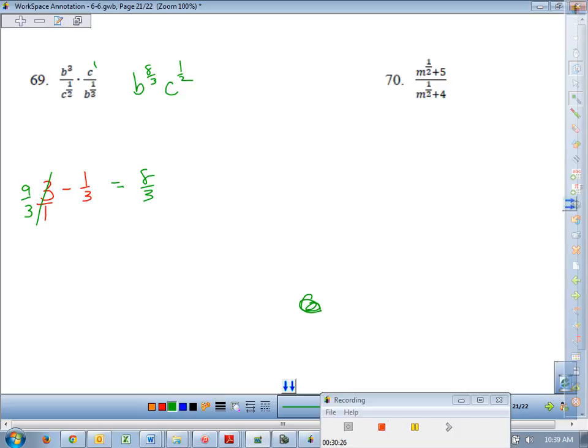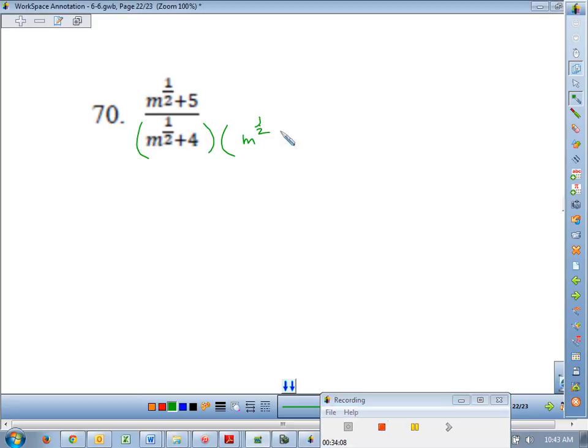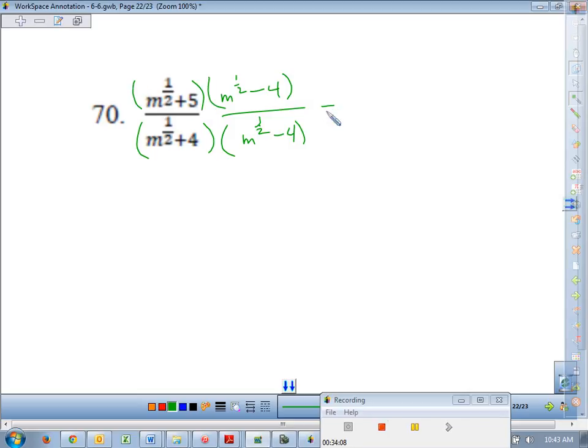7D, go for it. You've got a rational exponent downstairs with a binomial term. Multiply top and bottom by the conjugate of the denominator. We did one earlier. Give it a shot. You should be multiplying by m to the 1/2 minus 4 on top and bottom, the conjugate of the denominator. When you take m to the 1/2 times m to the 1/2, you add the exponents together, and 1/2 plus 1/2 is 1. So that's m, minus 4m to the 1/2, plus 5m to the 1/2, and minus 20, all upstairs. Combine like terms.